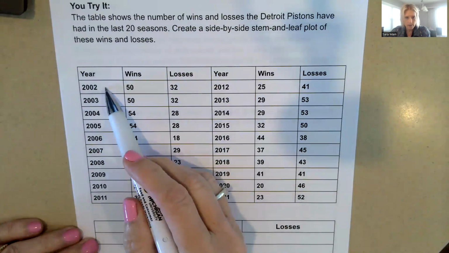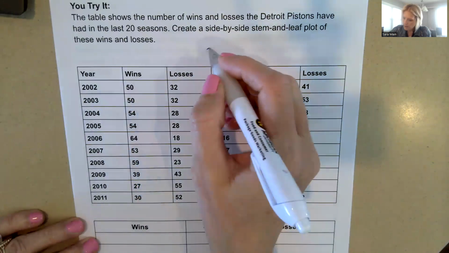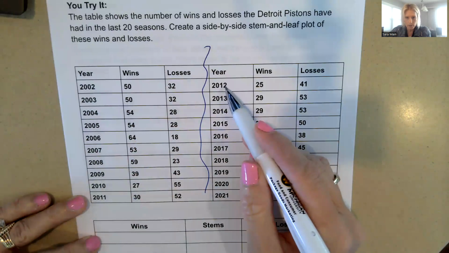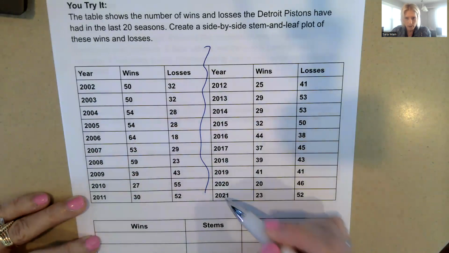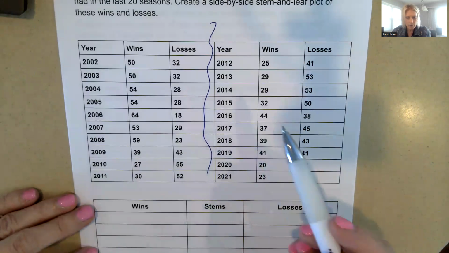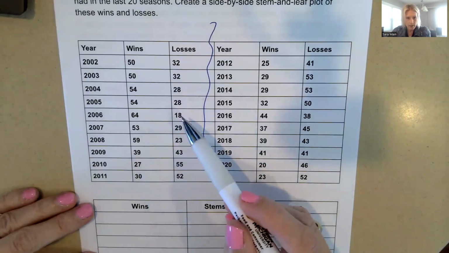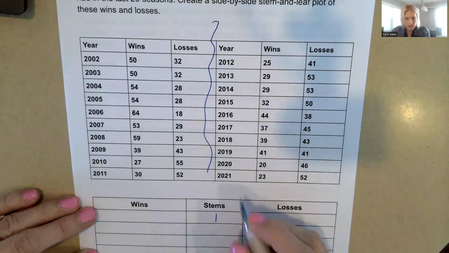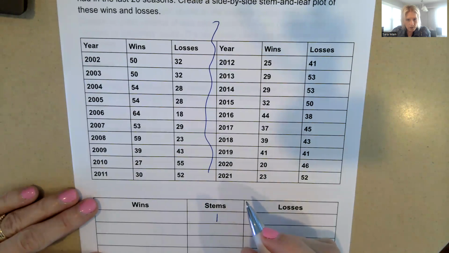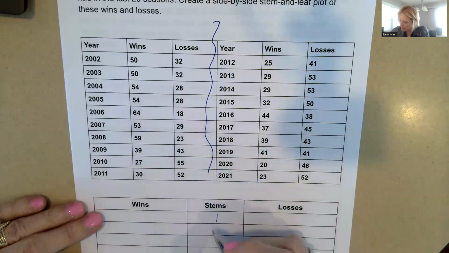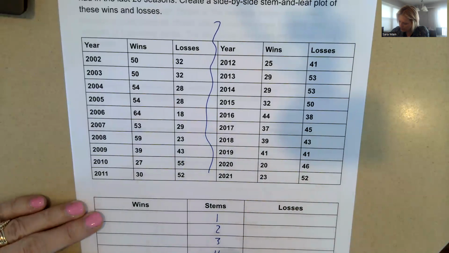So I started with the year 2002. And it goes down to 2011, and then we go back up to here with 2012 through 2021. So my stems, I have to start with my lowest number of wins or losses. I've got some in the teens. So I know that I have to have a stem in the ones, and then it goes all the way up to in the 60s, I see. So 1, 2, 3, 4, 5, and 6.